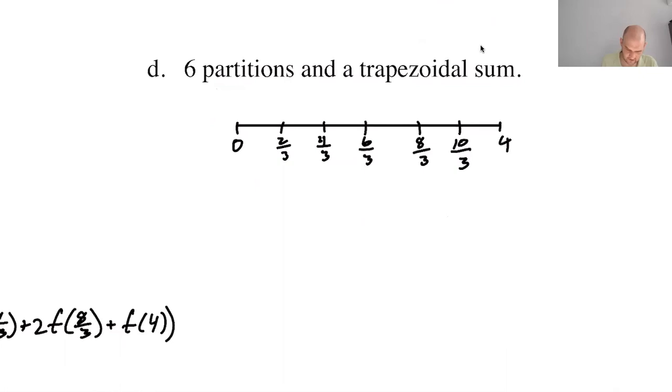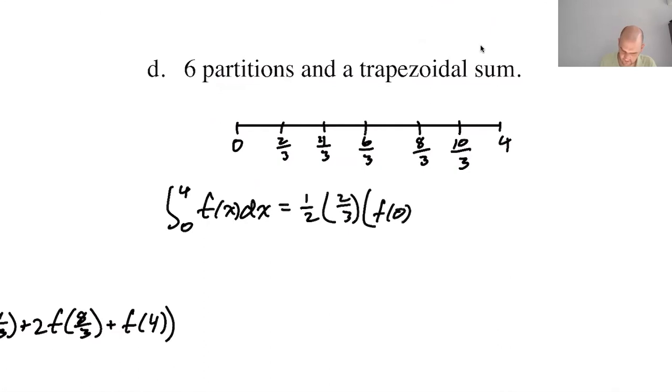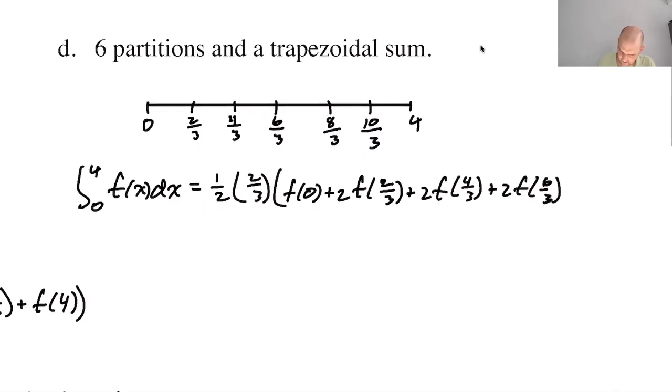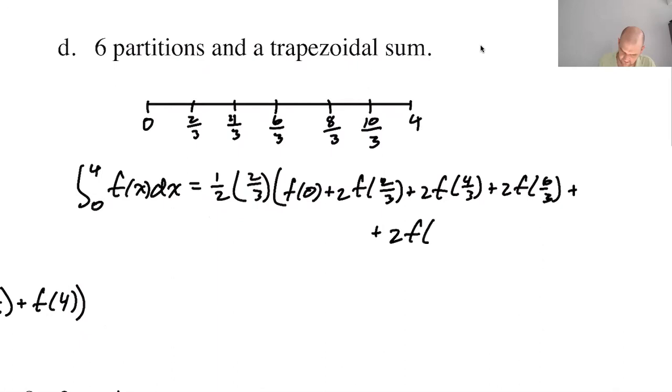This is really annoying when you know that it's the same. The integral of f of x dx equals, not an approximation. 1/2, 2/3, and then here we go. It's f of 0 plus 2 f of 2/3, 2 f of 4/3, 2 f of 6/3. Oh god. Let's do like a line break. Plus 2 f of 8/3. This is annoying.